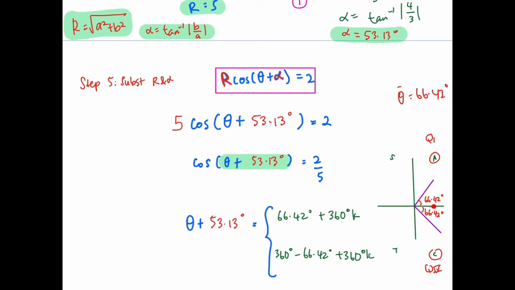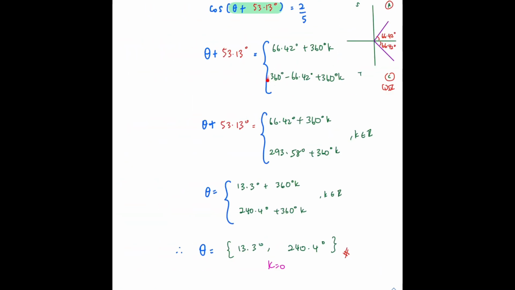So let's put 66.42 degrees here and also here. So now let's read our angle. Our angle is theta plus 53.13 degrees. This is equal to, the first one is 66.42 plus 360 degrees K. Another one is this one here, which is 360 degrees minus our reference angle plus 360 degrees K. So now let's calculate this angle here, and then you'll get this answer here. So now this is not your final answer yet. Your final answer is just theta.